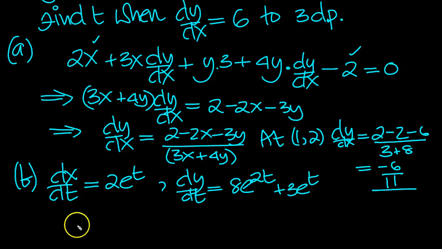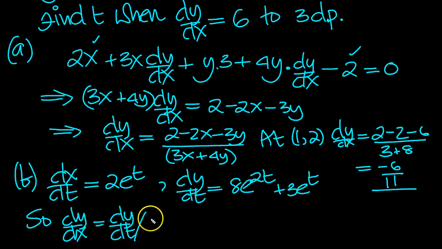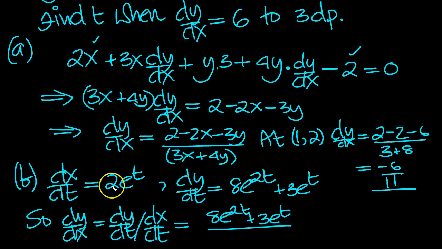So let's get dy/dx then, which is equal to dy/dt divided by dx/dt, which equals dy/dt is 8e to the 2t plus 3e to the t divided by dx/dt, which is 2e to the t. So that equals 6, doesn't it?